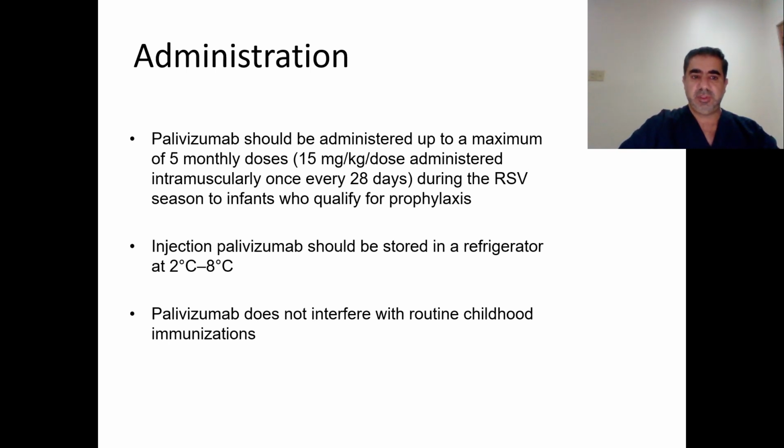Now, how to administer it? Palivizumab should be administered up to a maximum of 5 monthly doses. It's given as 15 mg per kg per dose, administered intramuscularly once every 28 days. It's given during the RSV season to infants who qualify for prophylaxis. Usually the season extends from October or November to March. The injection should be stored in a refrigerator at 2 degrees Celsius to 8 degrees Celsius. Palivizumab does not interfere with routine childhood immunization, so you can immunize children regardless of the time you give palivizumab.